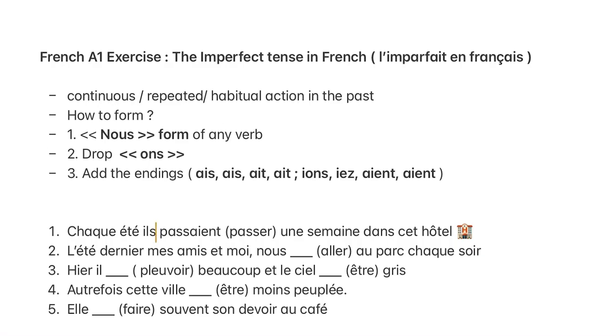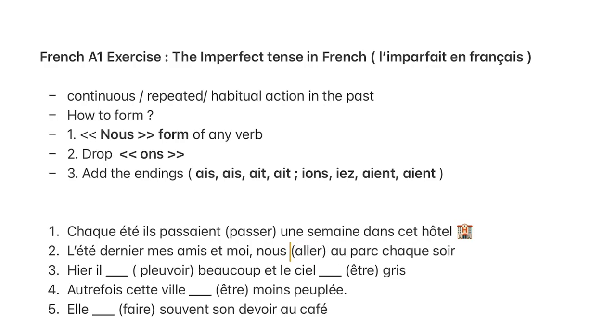Moving on to the next one. L'été dernier, mes amis et moi, nous (aller) au parc chaque soir. The verb in the brackets is aller, which means to go. So we need to conjugate the verb aller using imparfait.